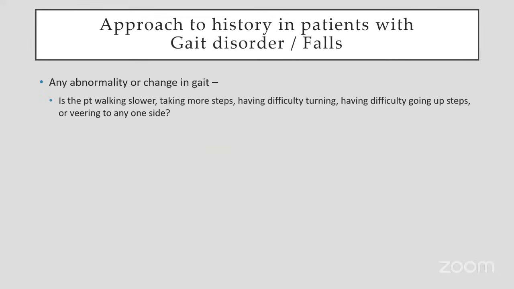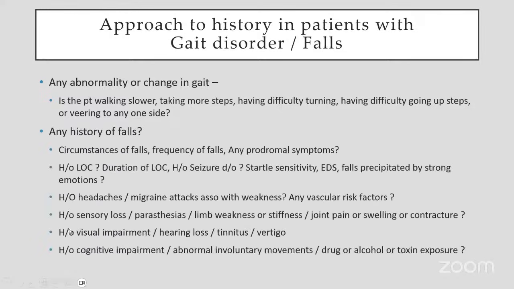Thank you. So I've just completed the anatomy part, sir. We are going into the history. Approach to the history in the patients with gait disorders or falls. So the first question would be any abnormality or change in the gait. Is the patient walking slower or taking more steps, having difficulty turning, having difficulty going up steps, or veering onto any one side?